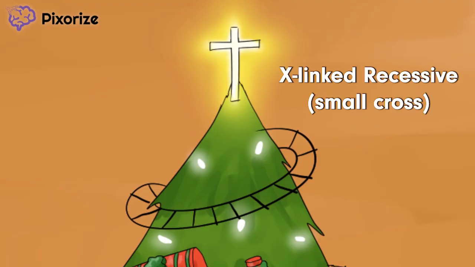Ornithine transcarbamylase deficiency is special because it's just about the only urea cycle disorder inherited in an X-linked recessive pattern. Most of the others are autosomal recessive. Just remember our small cross here to recall that the inheritance of ornithine transcarbamylase deficiency is X-linked recessive.